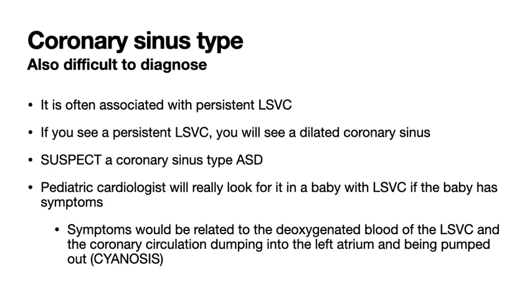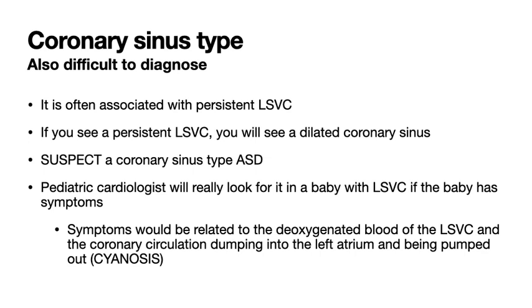All right, coronary sinus, also difficult to diagnose. The main thing with coronary sinus type ASD is that you suspect it. And why would you suspect it? Well, it's often with a persistent left superior vena cava. So if you've made the diagnosis of left superior vena cava and you see a dilated coronary sinus, you just need to be aware that it could be a coronary sinus type ASD. That's really more of a concern for the pediatric cardiologist. So they'll search for it. If they've got a baby with a persistent left SVC, they will search for this and try to figure it out.